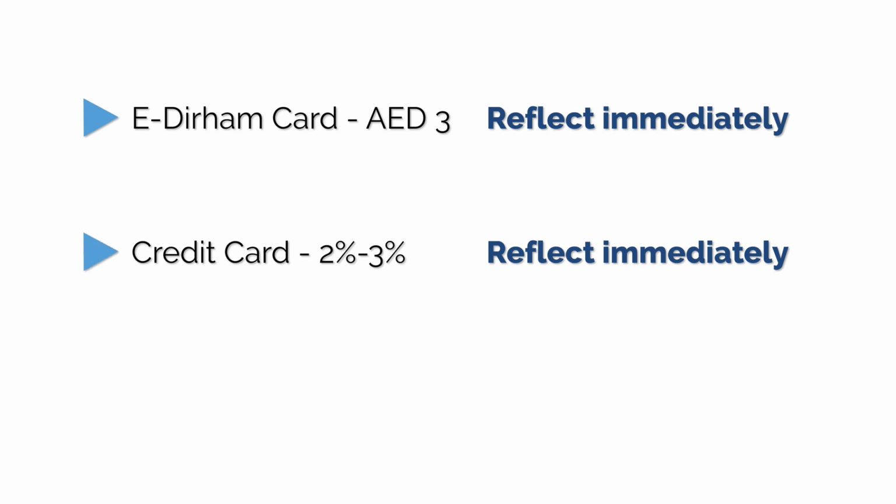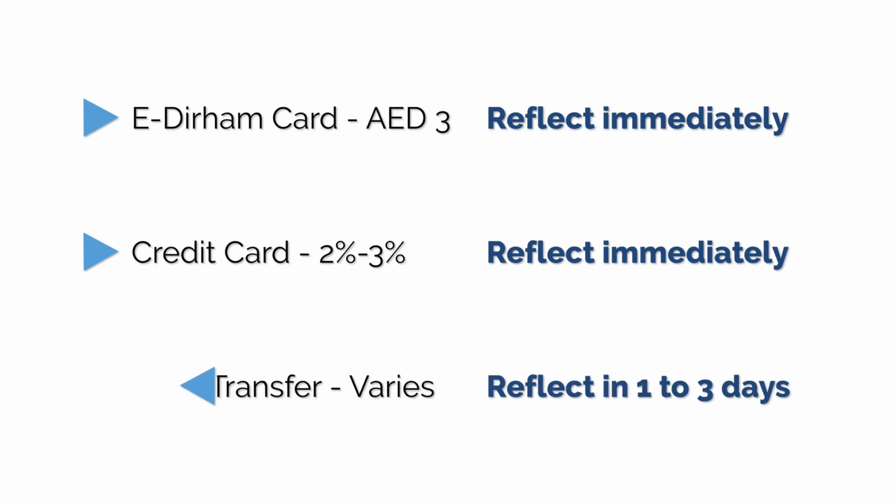The first option is using an E-Dirham card. This payment is made on the FTA online portal under the My Payments section. The transaction fee is 3 dirhams and will reflect in the account in less than 150 minutes if not immediately. Another option is using a credit card. The payments are again made using the FTA online portal under the My Payments section. Here the transaction fee is roughly 2 to 3% of the payment amount and will reflect in the account in less than 150 minutes if not immediately.